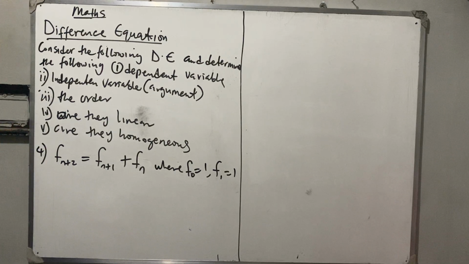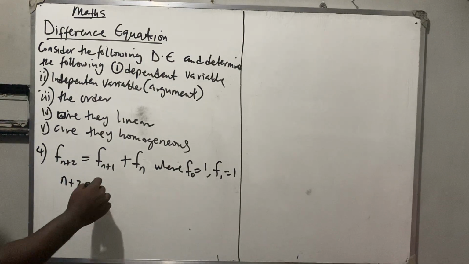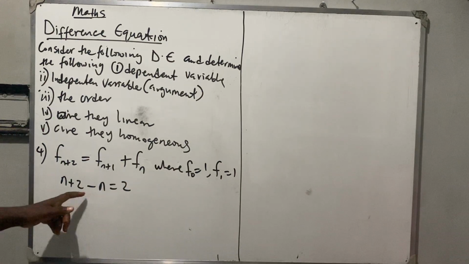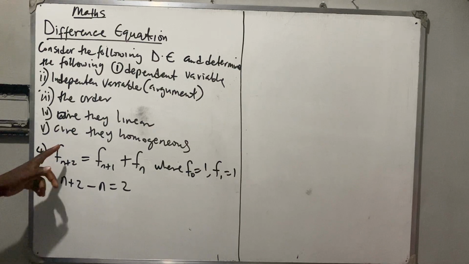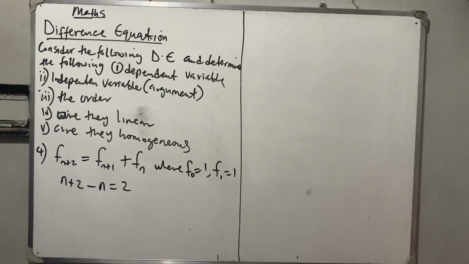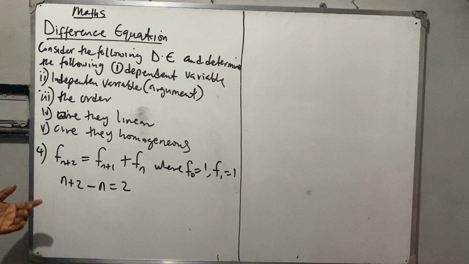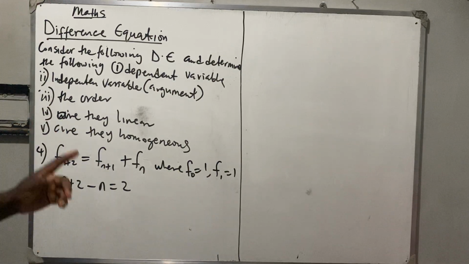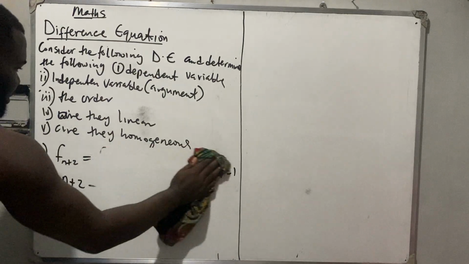To get the order, the highest, which is n plus 2, minus the lowest here, which is n. So n minus n is gone, and the order here is 2. Next, is it linear? Yes, it is linear because the highest power of f, the dependent variable, is 1. Is it homogeneous? Yes, because f is attached everywhere. So we call this second order homogeneous linear difference equation. So that is that for question number 4. We go to question number 5.